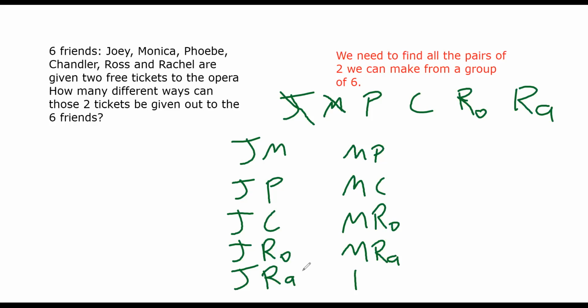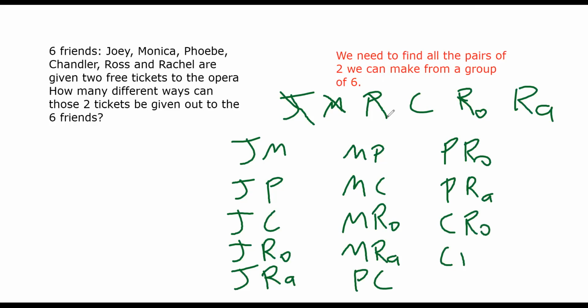Next up, we take Phoebe with Chandler. Phoebe and Ross can go. Phoebe and Rachel can go. Phoebe's been paired up with everybody. Chandler and Ross. Chandler and Rachel. Now Chandler has been paired up with everybody. And then finally, Ross and Rachel can go together. Ross has been paired up, but then Rachel's also been paired up with everybody else.